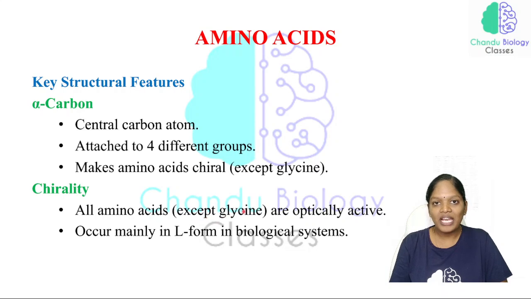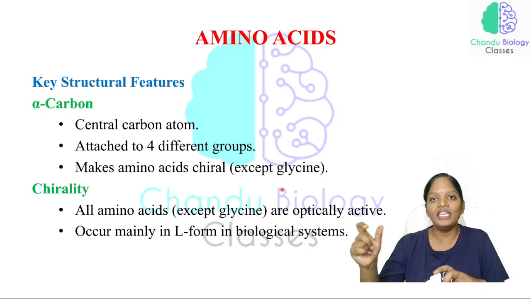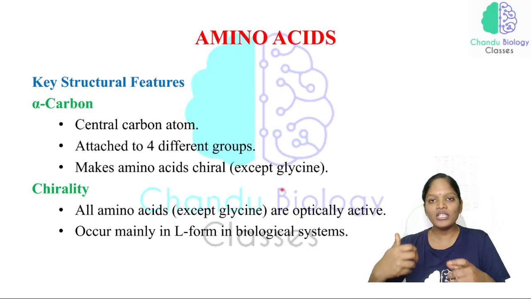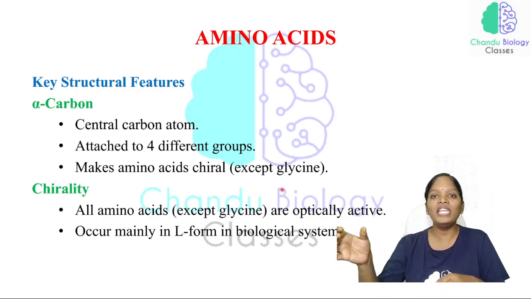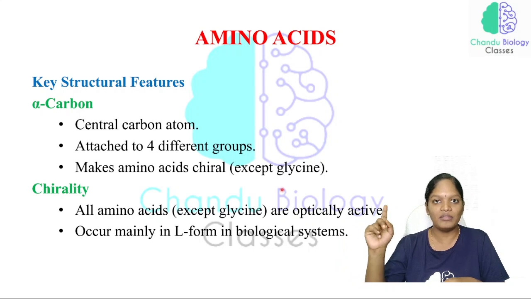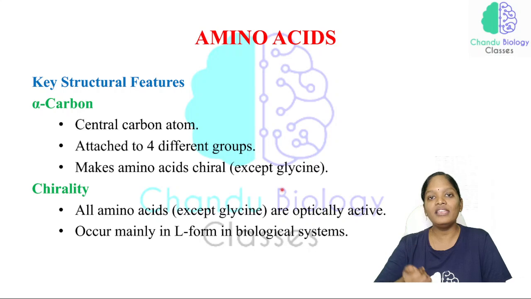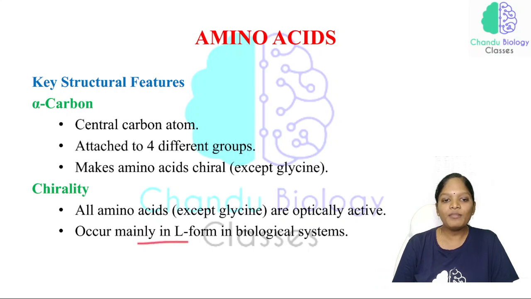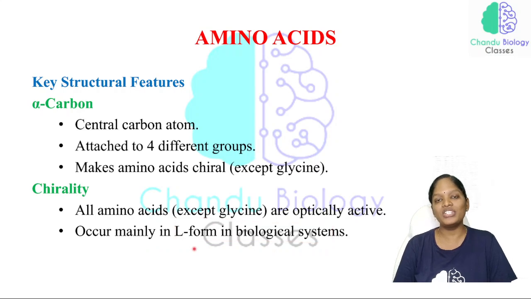So the question can be asked like this: the optically inactive amino acid is which amino acid? All the amino acids are optically active except glycine, which is optically inactive. So in an exam, when you come across the statement that all amino acids are optically active, that statement is false. But you should know that. Why you should know that? Because glycine is an optically inactive amino acid, as it does not obey chirality. And it occurs mainly in the L form in biological systems.